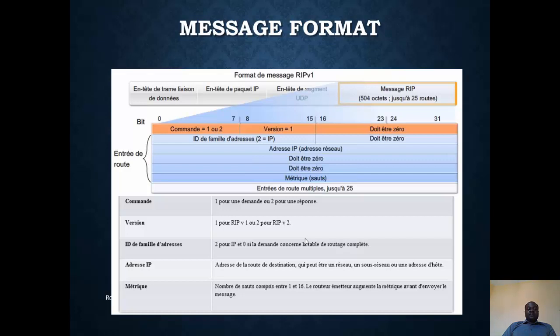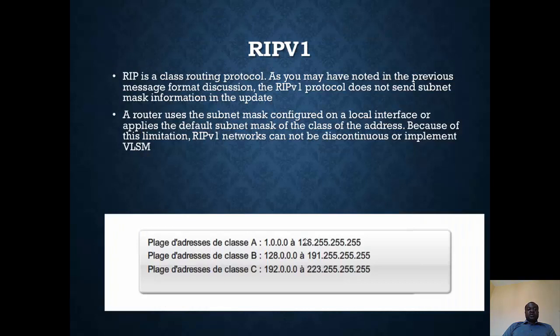So we have the transmission in Routing Information Protocol version 1. This is how the message format will look like. Routing Information Protocol is a classful routing protocol. As you may have noted in the previous message format discussion, RIP version 1 does not send subnet mask information in the update. A router uses the subnet mask configured on a local interface or applies the default subnet mask of the class of the address. Because of this limitation, RIP version 1 networks cannot be discontiguous or implement VLSM.